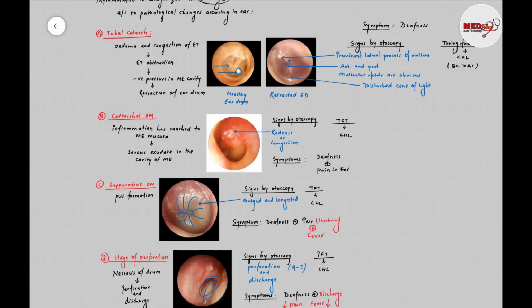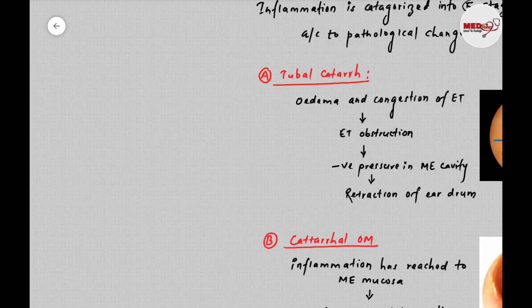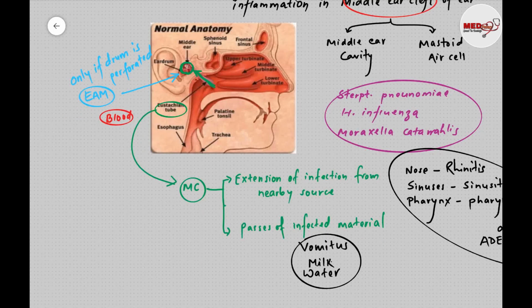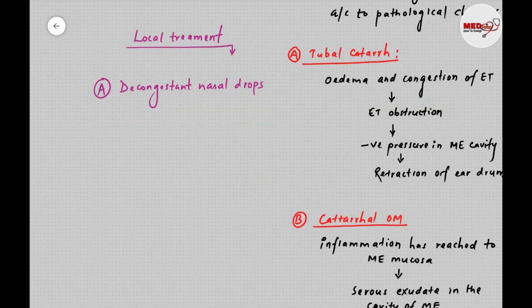In the first stage, which is known as the tubal catarrh stage, there is congestion and edema of the Eustachian tube that leads to obstruction, so we will try to give some decongestant drops. We will put these drops through the nose, that's why we call them decongestant nasal drops. If we put them from the nose, then they will reach the Eustachian tube and work there. And the commonly used decongestant drug is xylometazoline.